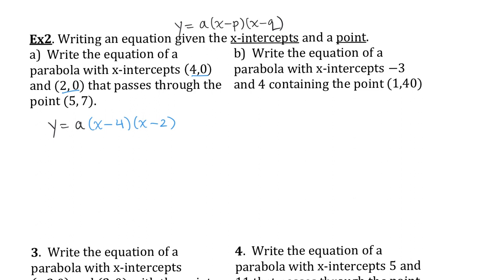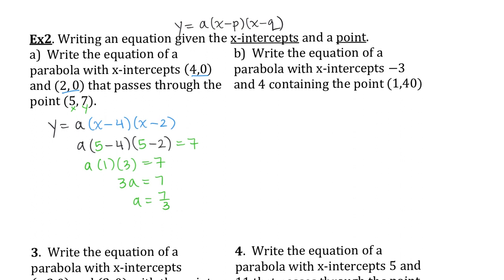Okay, now I'm going to use this x and y to solve for a. So a times, what's x? 5 minus 4. What's x? It's still 5. 5 minus 2. And then what is this equal to? It equals y. What's y? 7. Okay, and don't let the parentheses freak you out. A times 5 minus 4 is 1. 5 minus 2 is 3, is 7. So 3a equals 7. So a is 7/3.